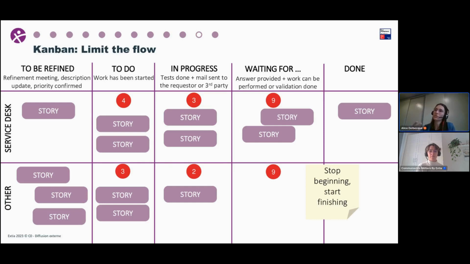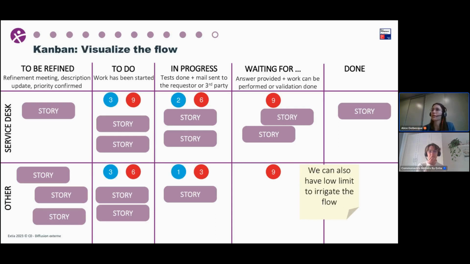You can also add a minimum limit. The minimum limit is to help you to irrigate your flow, to be sure that you will always have, for instance, a development story. At least there is one development story every time. So this is the aim, and without this limit, you are not doing Kanban.